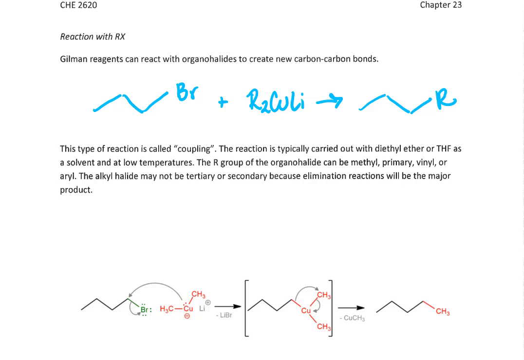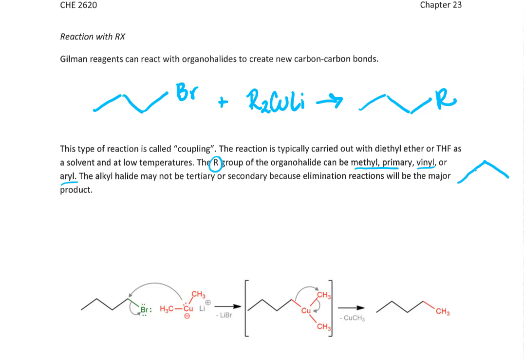So this is called a coupling reaction. A lot of reactions that add 2 carbons together are called coupling reactions. They usually take place at low temperatures, and when we say low, I mean like negative 78 degrees Celsius, like real low. And so the interesting thing here is that the R group of the organohalide can be not only methyl and primary, but also vinyl or aryl.